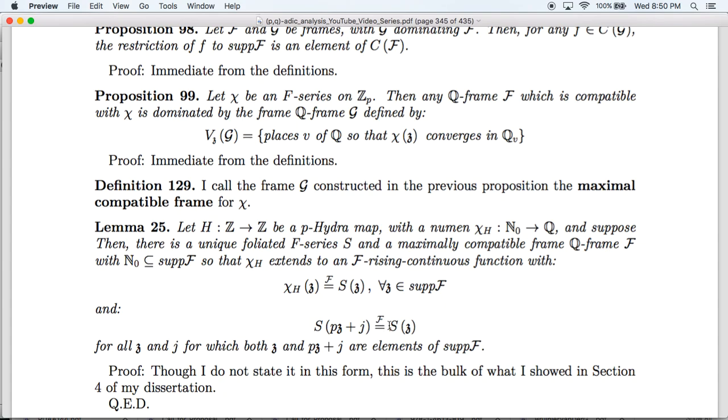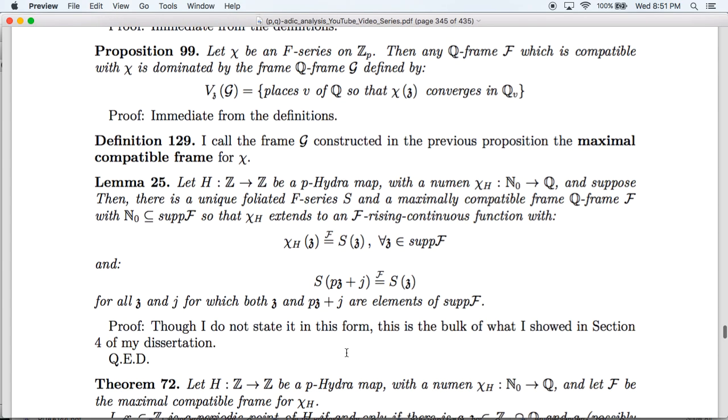No, there should be an HJ here, the jth branch of H. This is wrong. It should be S of PZ plus J is F equal to HJ of S of Z, where HJ is the jth branch of our hydramap. And though I do not state the result in this form, this is the bulk of what I showed in section 4 of my dissertation.